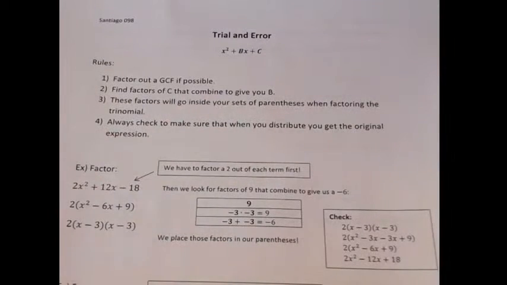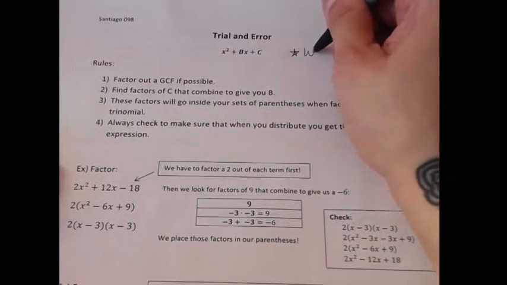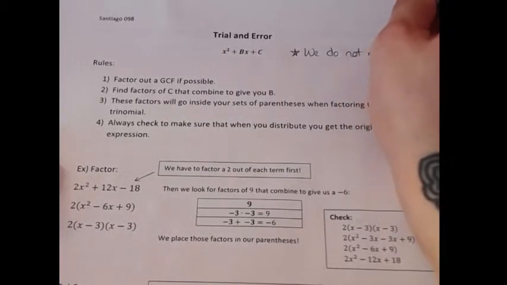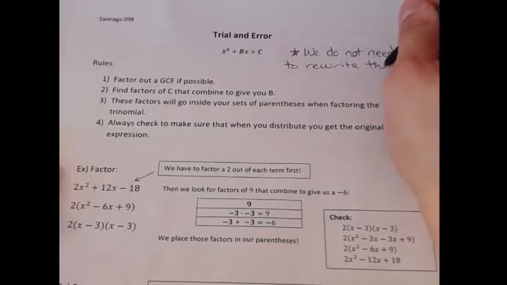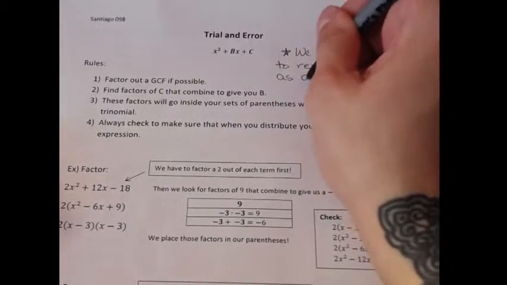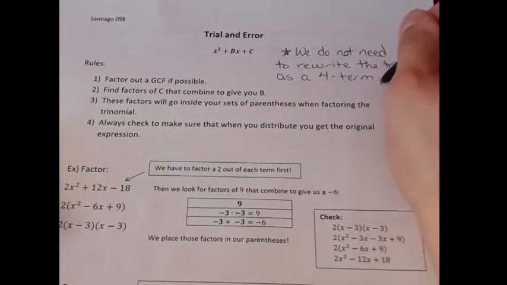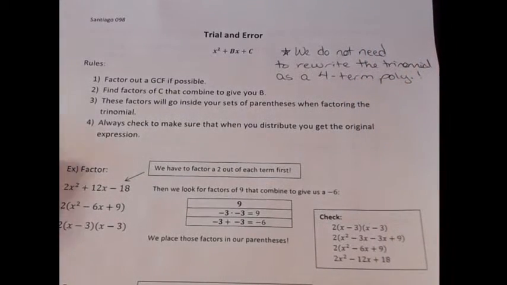Okay. Keep in mind for your notes, you have this sheet in case you want to reread this, if you don't have access to the video. One thing I want to point out is we do not need to rewrite the trinomial as a 4-term polynomial. When we use this process, you don't need to rewrite the trinomial as a 4-term polynomial. You just go right into the actual factored form. Cool.